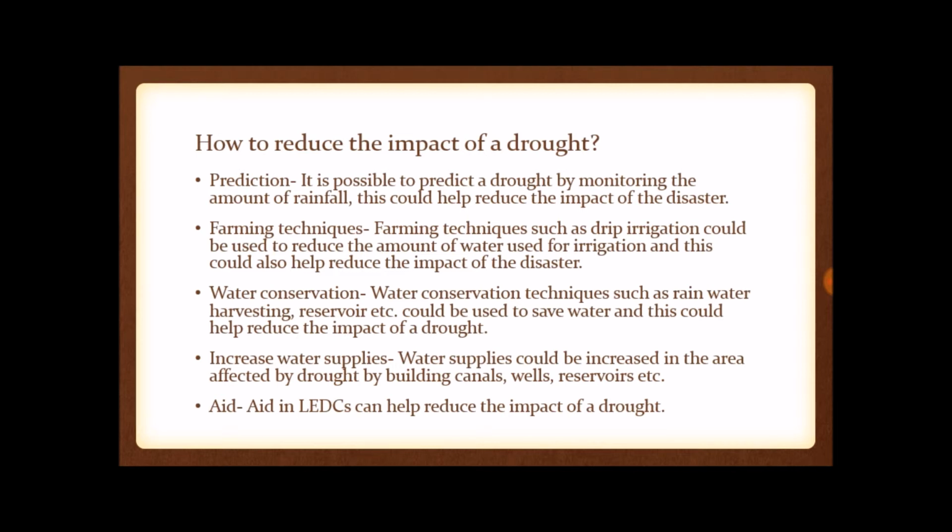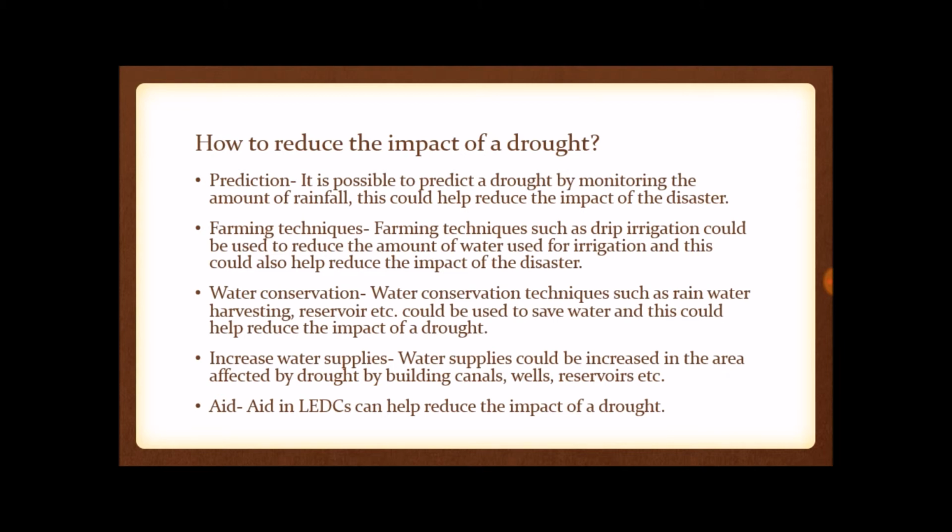The second one is farming techniques. This is very important because mainly farmers are affected by droughts. If a place is affected by drought, then a method which uses less water for irrigation could be used, for example drip irrigation. In this method, only drops of water are used, and only the water which is required by plants. So more water is saved and less water is used for irrigation, which means more drinking water and more water for other uses.